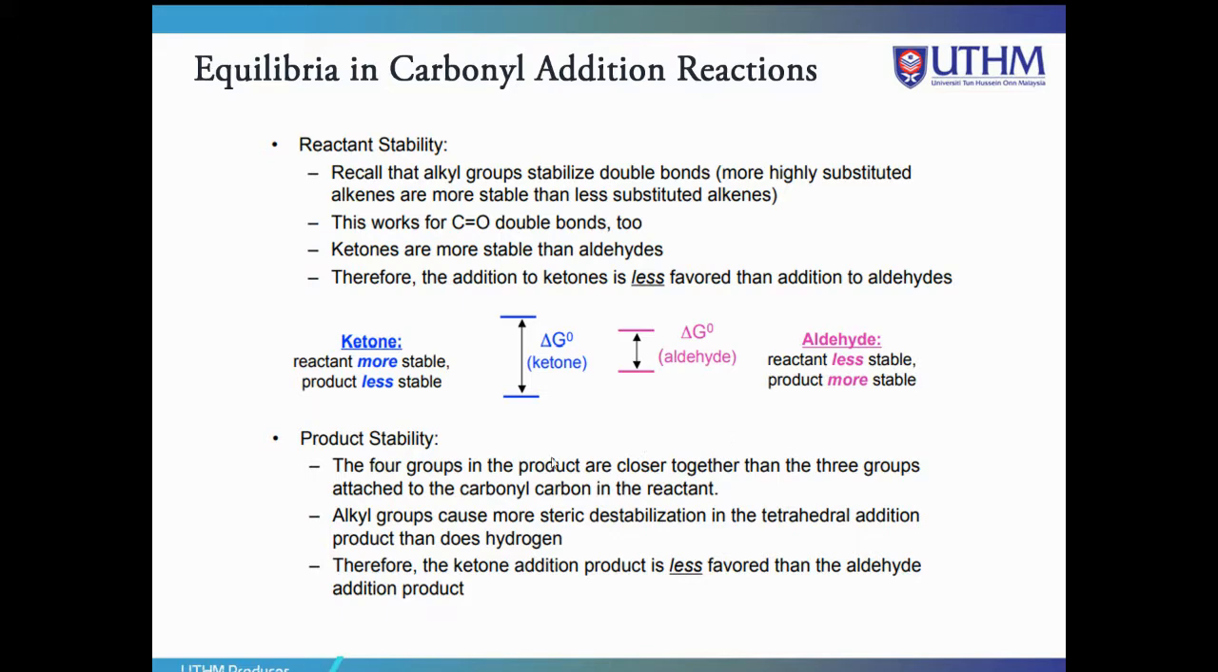Product stability. The four groups in the product are closer together than the three groups attached to the carbonyl carbon in the reactant. Alkyl groups cause more steric destabilization in the tetrahedral addition product than does oxygen. Therefore, the ketone addition product is less favored than the aldehyde addition product.